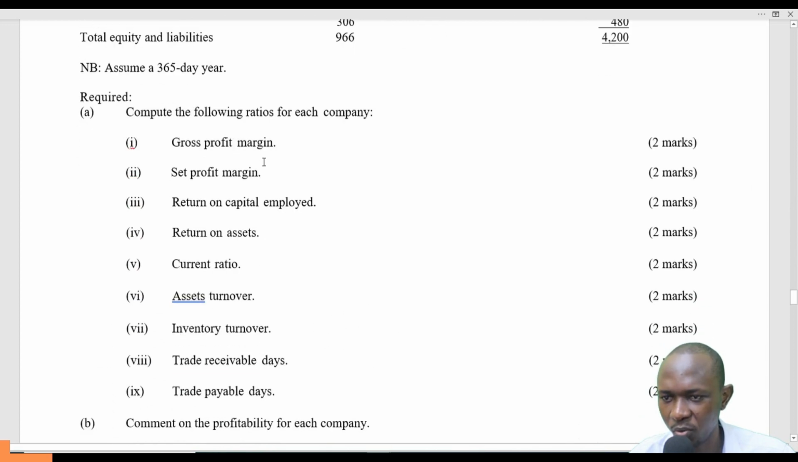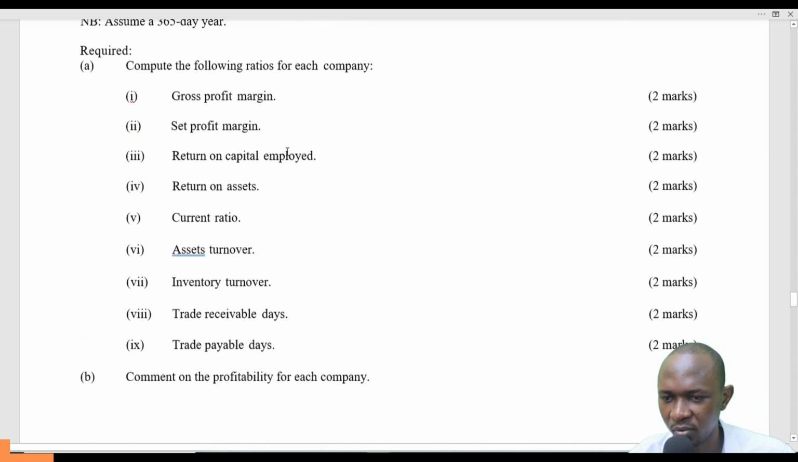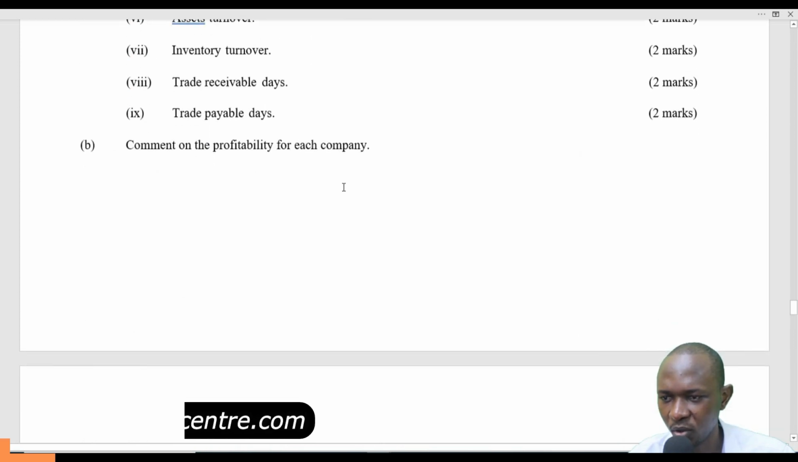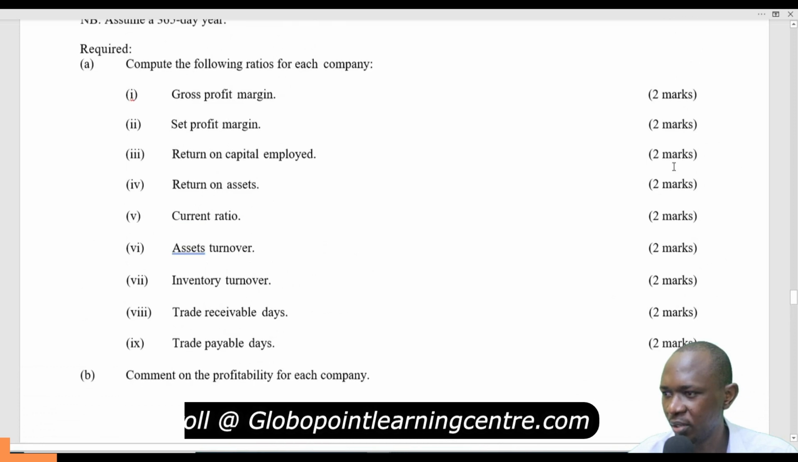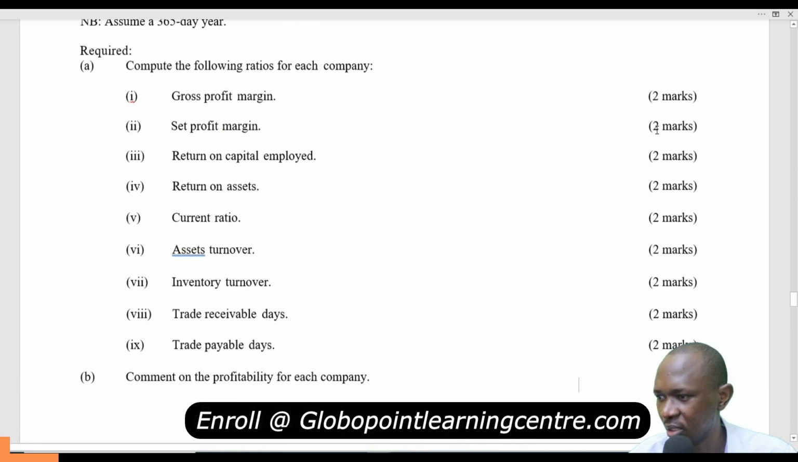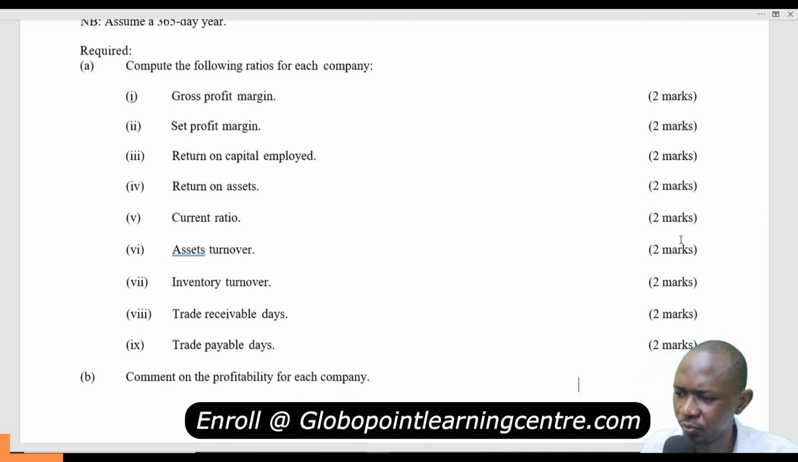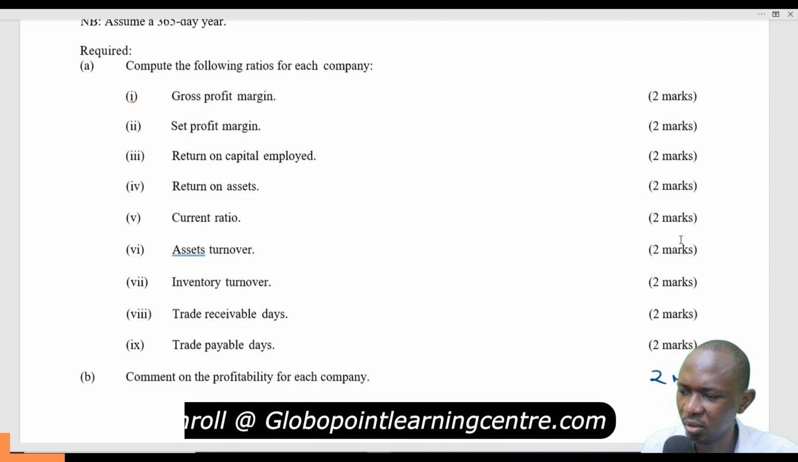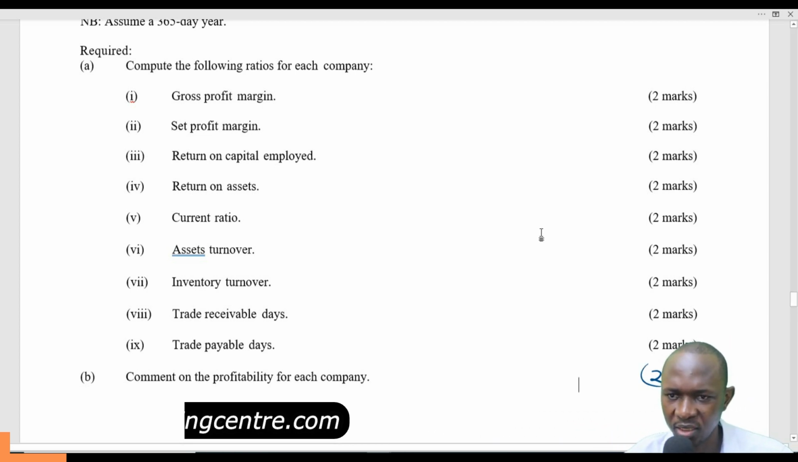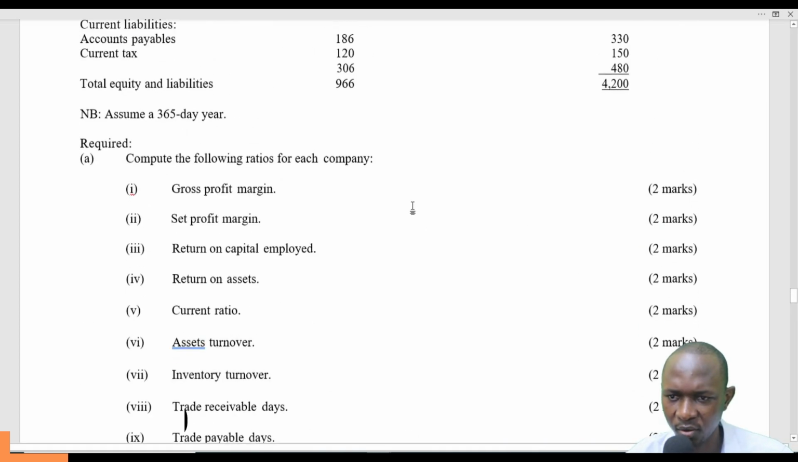So you are required to compute the following ratios for each of the companies. So those are the ratios. Comment on the profitability of the company, and that is 10 marks, 18. This means this one is 2 marks to make it 20 marks. So that's the question, and I think we go straight away to the solutions.